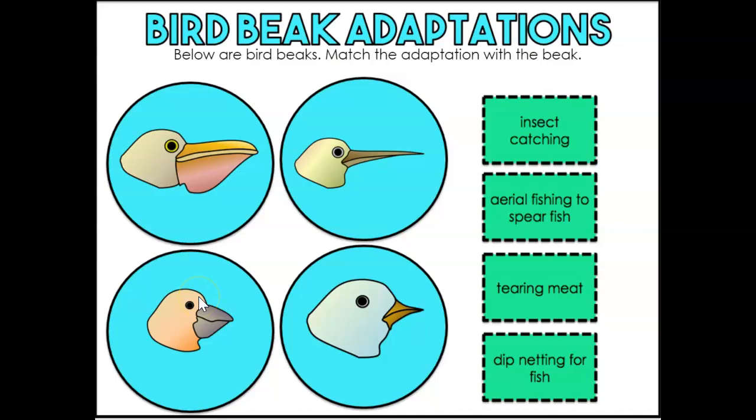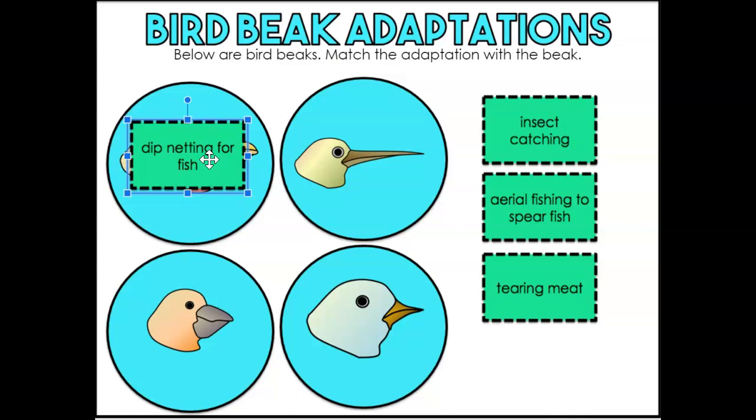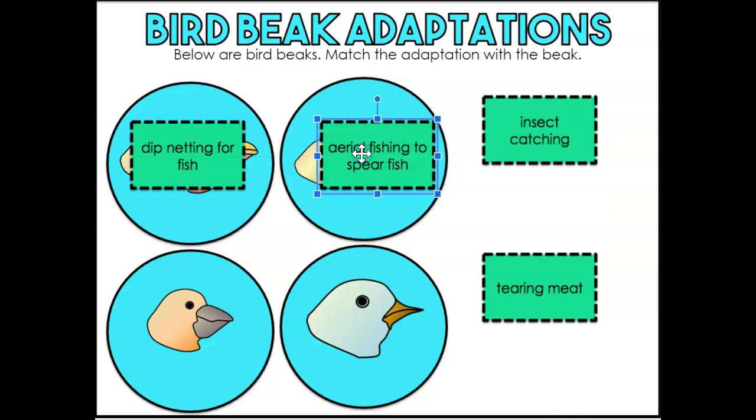This first activity, we're going to look at some birds and how their beaks are specifically shaped and adapted to what they eat. Please follow along in your class kick with me. This first bird has a really large beak, and that is for dip netting and catching fish. This second bird has a really long, sharp beak, and that is aerial fishing to spear fish.